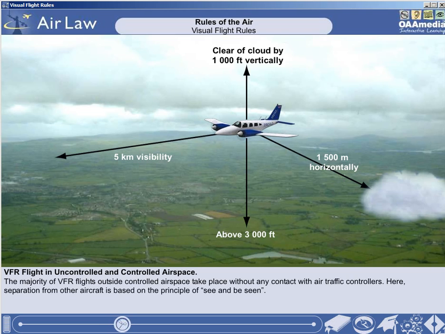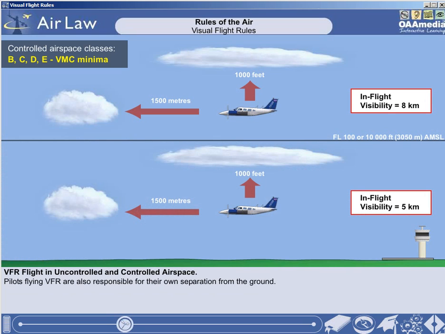The majority of VFR flights outside controlled airspace take place without any contact with air traffic controllers. Under the visual flight rules, pilots are themselves responsible for their own separation from other aircraft, on the principle of see and be seen. Pilots flying VFR are also responsible for their own separation from the ground.